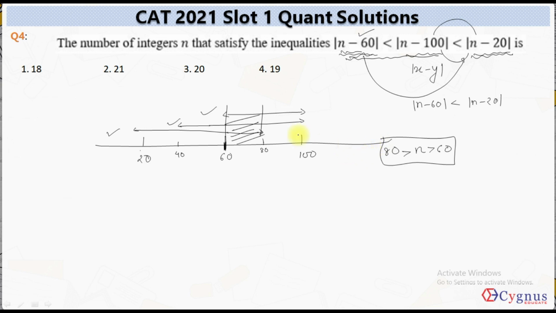But he's not asking range, he's asking the number of integers n satisfying this inequality. So how many integers are greater than 60 but less than 80? That is 19. 61 onwards till what? 79. So my answer becomes 19. This was a very good question. Okay. Let's move on to the next one.